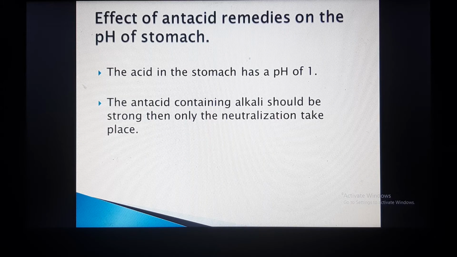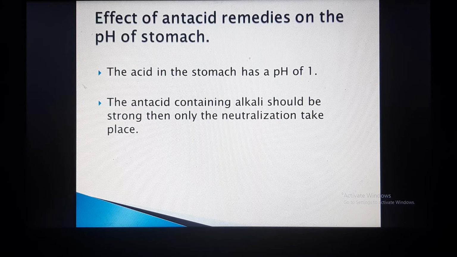Now we are discussing the effect of antacid remedies on the pH of the stomach. What are the ingredients of the antacids that we already discussed? They contain magnesium hydroxide, calcium carbonate, etc. This magnesium hydroxide, we know, is a strong alkali. Why are we using strong alkalis? Because the acid present in our stomach is a strong acid having a pH of 1. So we have to use strong alkalis also. Then only the neutralization reaction will take place. Otherwise the neutralization will not happen.